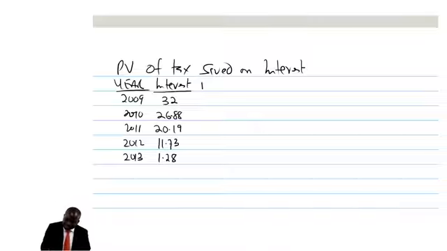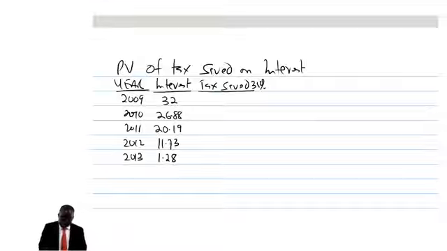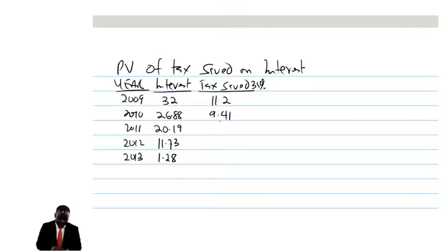I need the tax saved on them. So what is the tax saved? The tax rate is 35%, so I need to multiply by 35%. So 32 times 0.35 is 11.2. 26.88 times 0.35 is 9.41. 20.19 times 0.35 is 7.07. 11.73 times 0.35 is 4.11, and 1.28 times 0.35 gives 0.45.